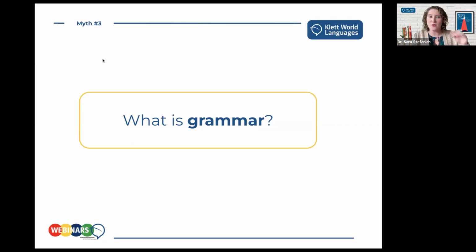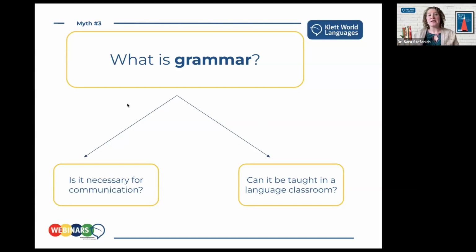And there are other ways that you can define grammar as well, but these are kind of just the two main ones that I'd like us to reflect on. And as we have these two definitions, I think somebody even said in the chat, grammar is language itself, right? And I like that, because if it is our representation of language, it is language. Language is a grammar. So we have our definitions. My next questions for you are, is it necessary for communication? And can it be taught in a language classroom? Or the flip side of that, can it be learned in a language classroom?